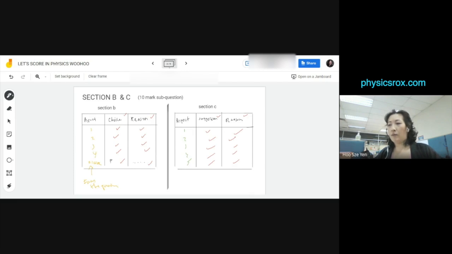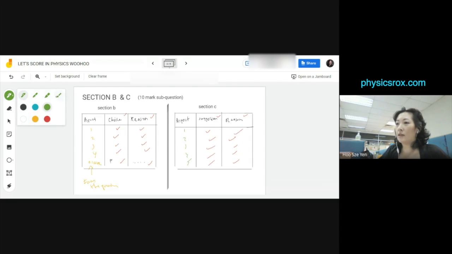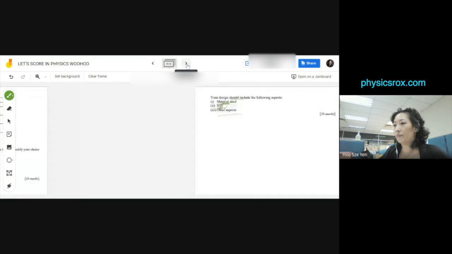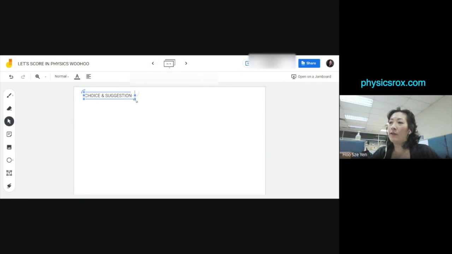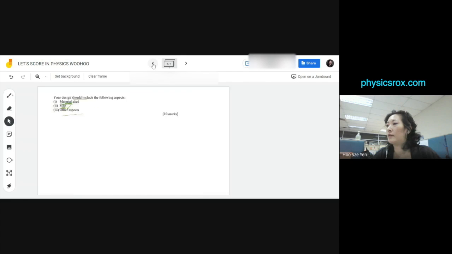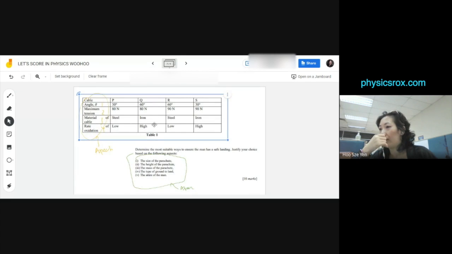Okay, when it comes to this one, let's talk about writing down your choice and the suggestion. When you're writing your choice and your suggestions, especially when it comes to tables where there's a whole bunch of numbers, maybe it's not such a good example.